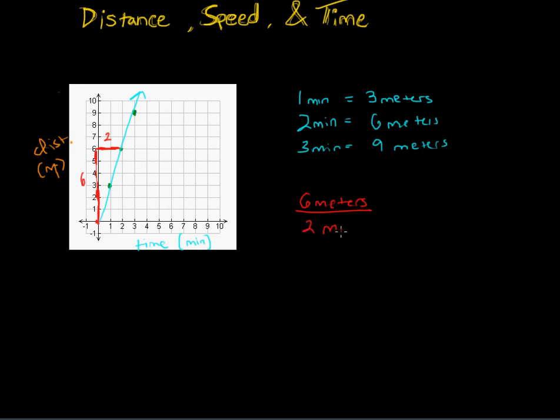Well, since time is the x-axis, it means I went 2 minutes. And again, this is a simple division problem. 6 divided by 2, well, that's 3. So that means I was moving 3 meters per minute. And that's my speed again. So you'll notice that the slope of these lines is the speed.